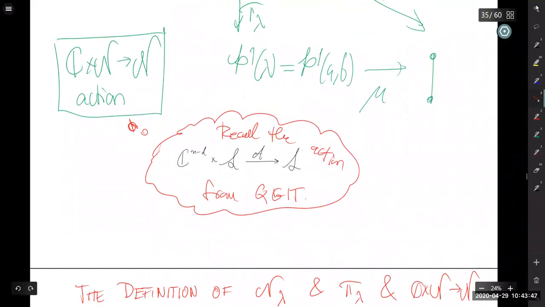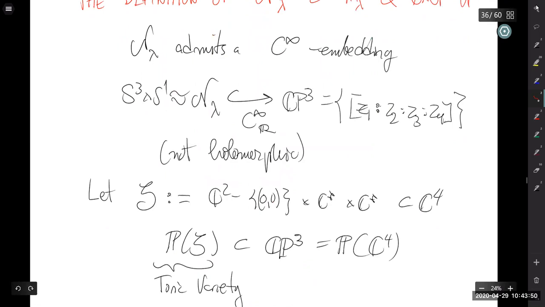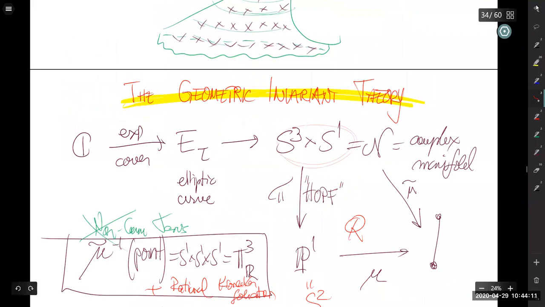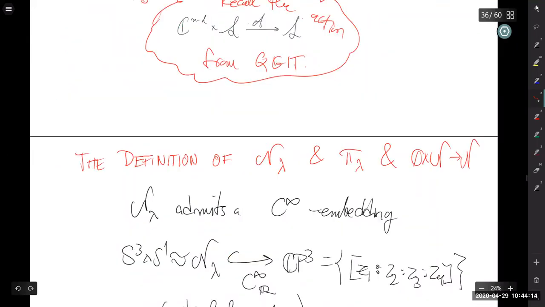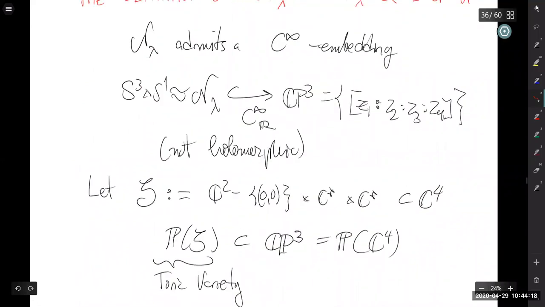So now we are ready to define all this story, the action. The way we do it is, this N lambda admits, this is a kind of funny situation, a C infinity embedding that is not holomorphic. N lambda, this manifold S3 cross S1, is always topologically the same. The lambda really parameterizes the foliation, not the manifold. It admits a C infinity embedding in CP3. So S3 cross S1 can be put inside CP3 in a C infinity fashion.